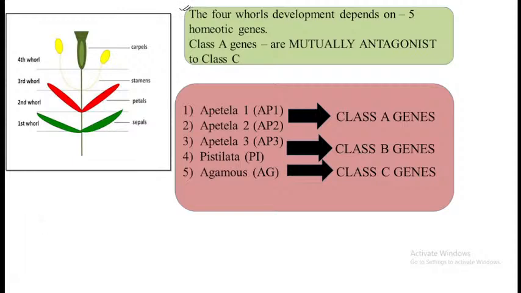So there are 4 whorls that depend upon 5 homeotic genes. What are the names of the genes? I have already told you. These are the names: Apetala 1, Apetala 2, Apetala 3, Pistillata and Agamous. So you have sepal, petal, stamen and carpel, right? Now this was about the complete segment.